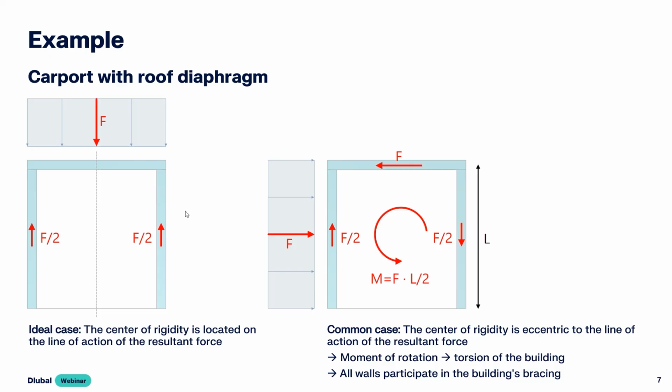But the most common case looks different, that's clear, because the center of rigidity is eccentric to the line of action of the resultant force. So that means we will get some moment and torsion of the building. In this case, all walls participate in the building's bracing. So that means we will not get only the action and reaction force, but we will get this force here as a result of this moment. Okay.